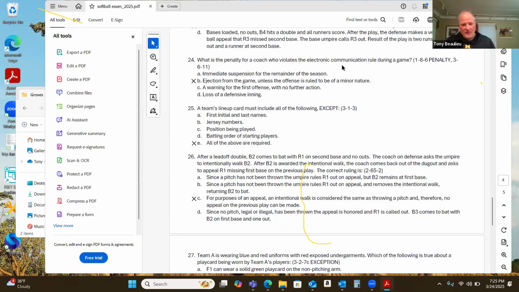Okay, number 25. A team's lineup card must include all of the following except, and the answer is all of the above are required. It's right there written in the rule. It needs the first initial and last name of each player, their jersey number, what position they are playing, and the batting order, obviously.